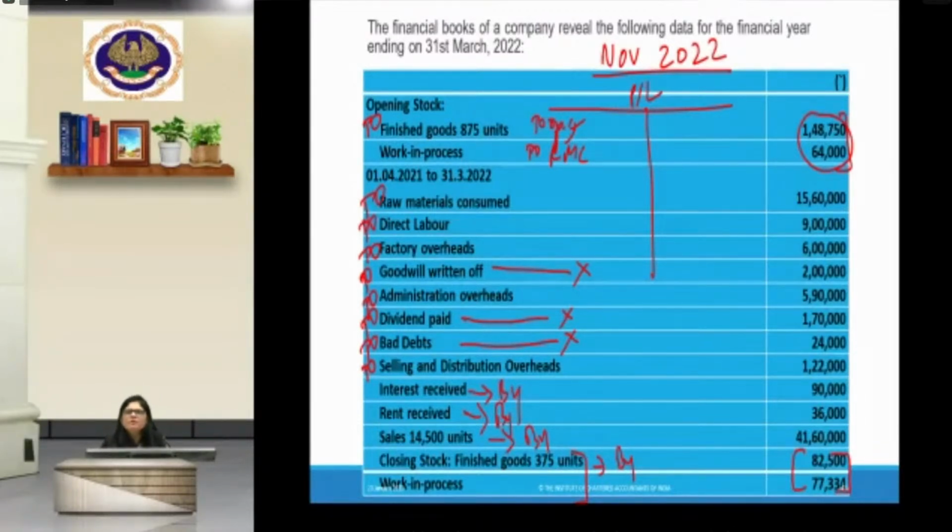Can you tell me the net profit? Debit all the expenses and credit all the incomes. We have 4 items on the credit side, and these are all on the debit side. Can you tell me the net profit? Can you calculate the net?